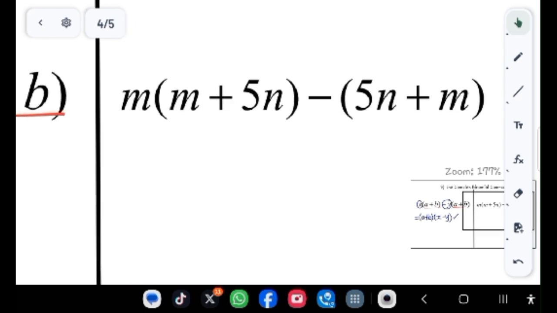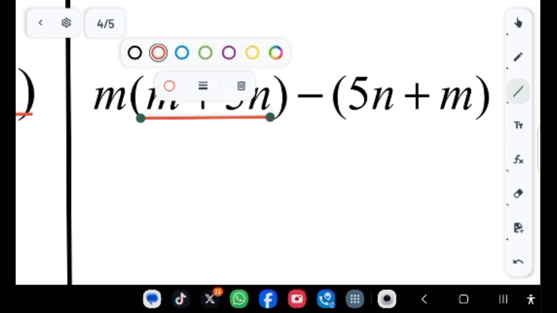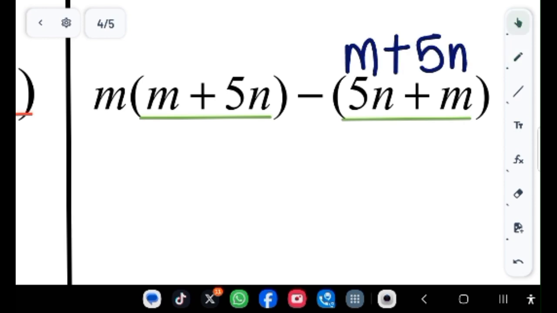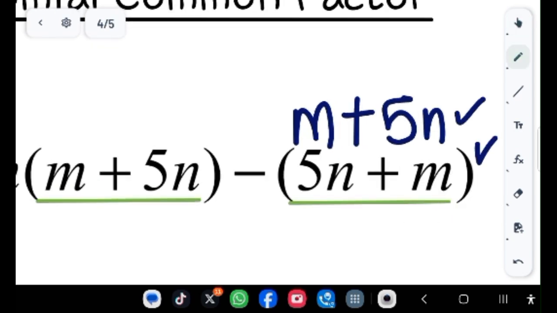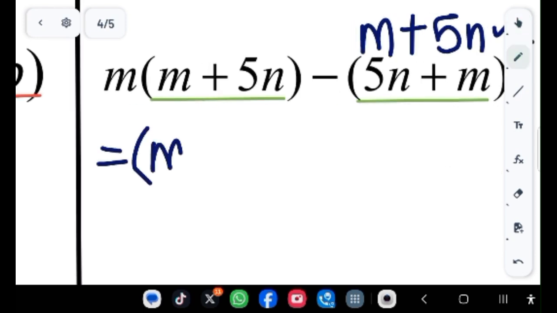Next, here is another one. Notice that 5m plus n. Now notice that m plus 5n is the same as 5n plus m. It's exactly the same. Now, it would be different if you had different signs. If it was not plus separating them, then maybe it would be different. But that's exactly the same thing. So what you do is you take out that common factor. That is m plus 5n. You can write it as m plus 5n or 5n plus m. It exactly is the same thing.